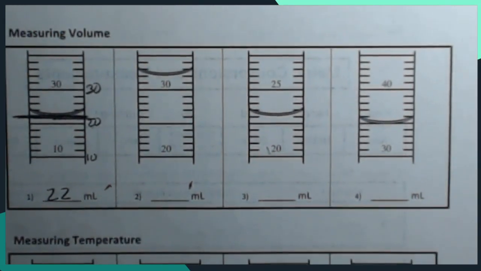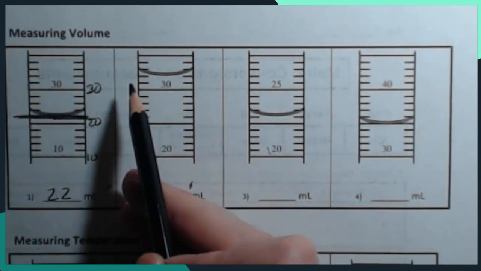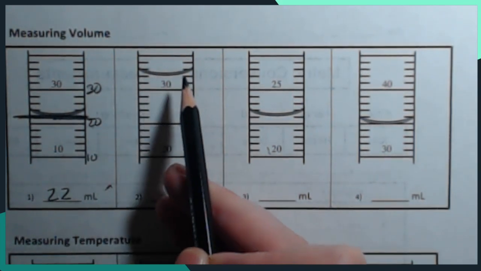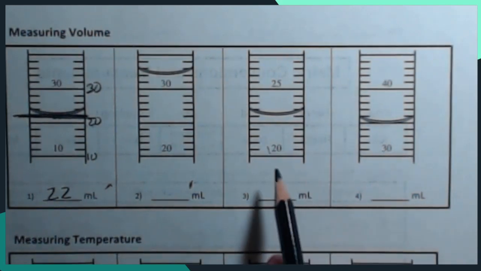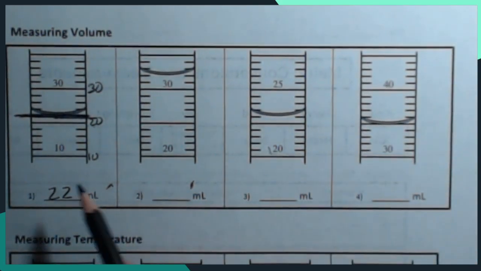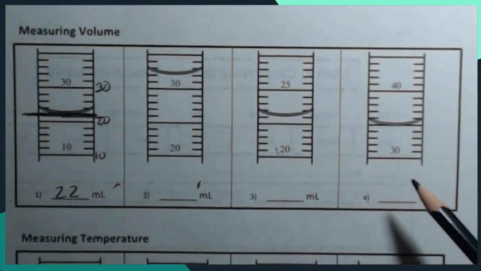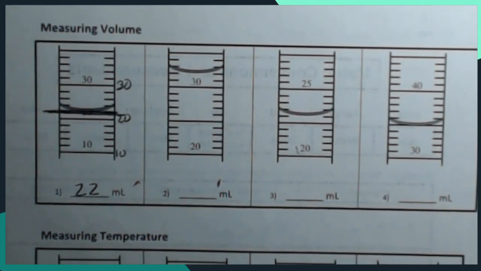Okay? You're going to do it again for here. I would recommend drawing a line to where the bottom of the meniscus is. That's what we call the line right there. All the way through. They get a little tricky the more you do it, and that's okay. I want you to try.